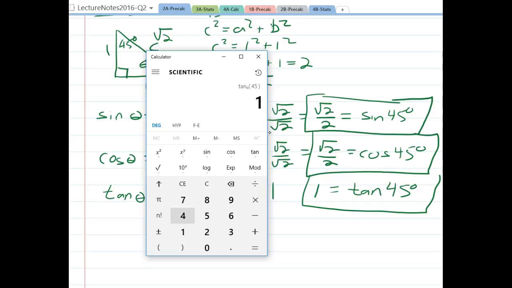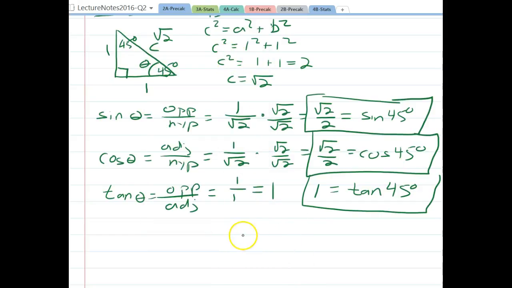Now, if I do 45 and hit sine, it's going to give me this long number here, which obviously is an irrational number. It's a non-repeating, unending decimal. And so basically, if I was using my calculator here, what that's telling me is, let's go back to it.